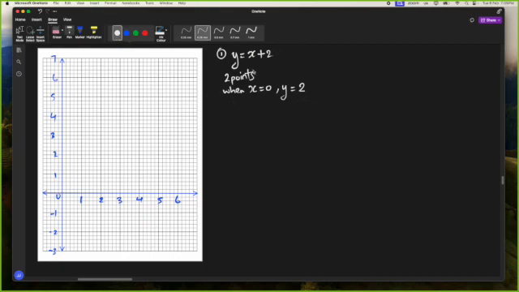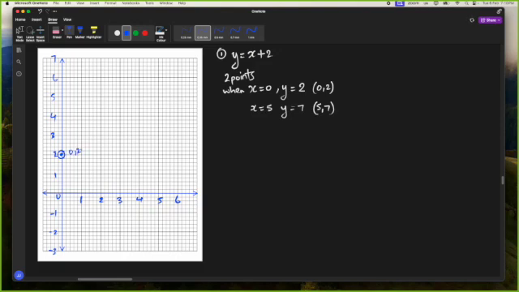So let me go when x is 5. When x is 5, y is going to be 7. So I have my 0, 2 and 5, 7. So let me draw that. I will do this line in blue, right? So I have the point 0, 2. So 0 on the x, 2 on the y. That is that point there.